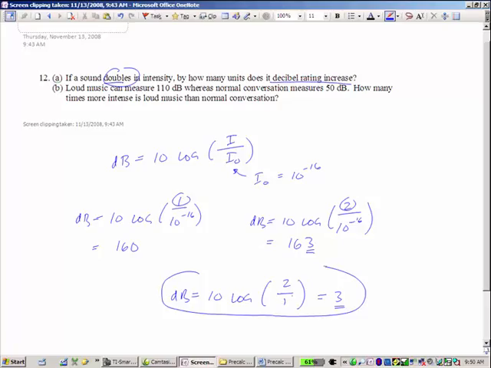Is that all right? Sound intensity and decibels is a little more complicated than the pH problems. The pH problems are a little more straightforward. The sound intensity problems can be a little more challenging, because there's usually more than one way of setting up the equation.